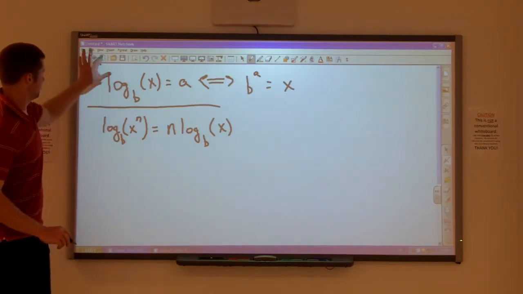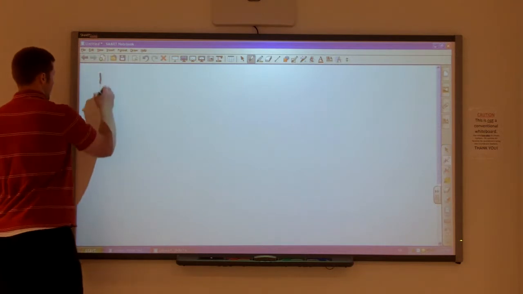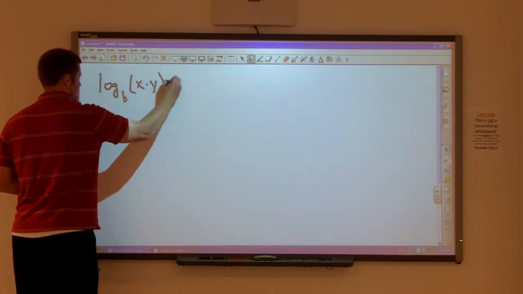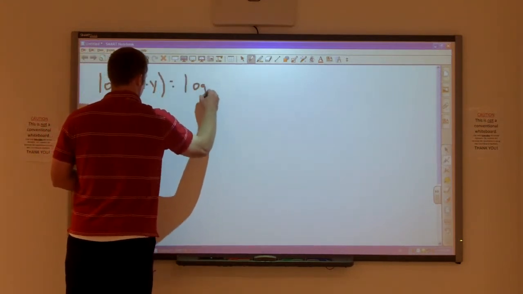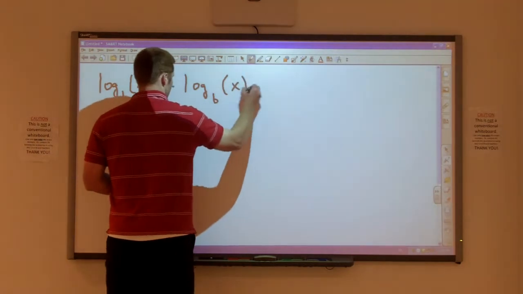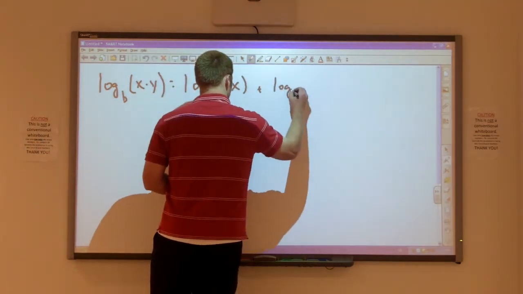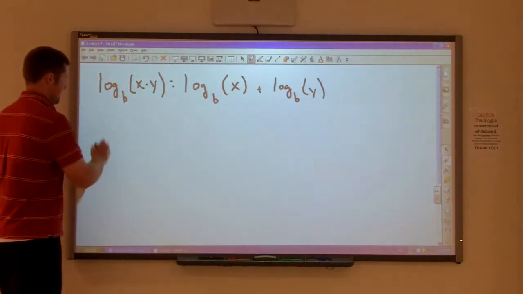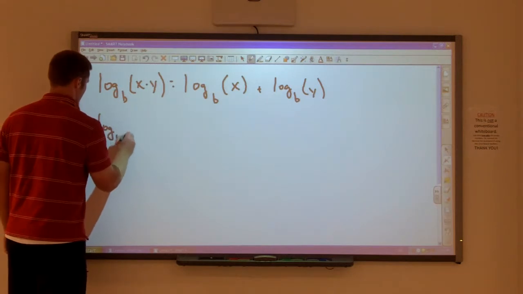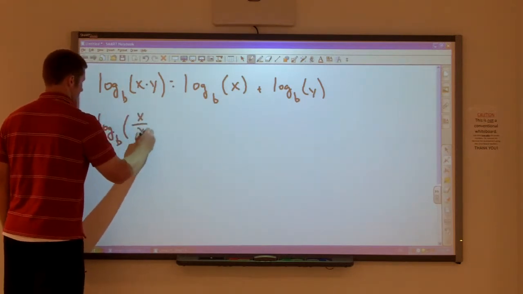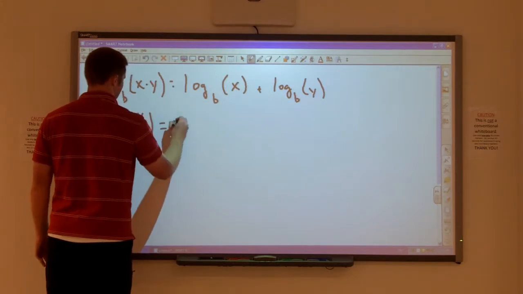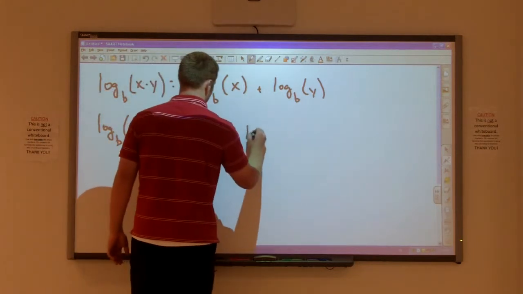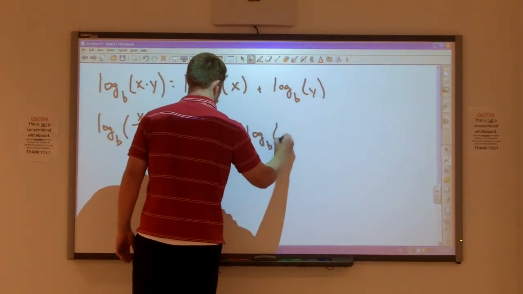Another property is that log of x times y can be rewritten as the log of x plus the log of y. Similarly, the log of x over y can be written as the log of x minus the log of y.